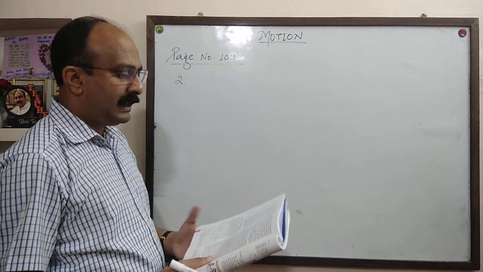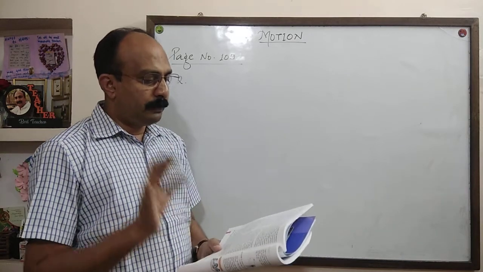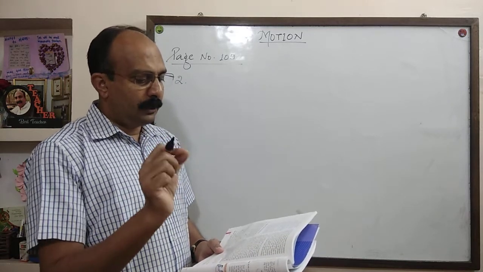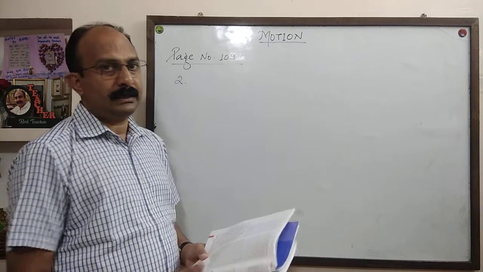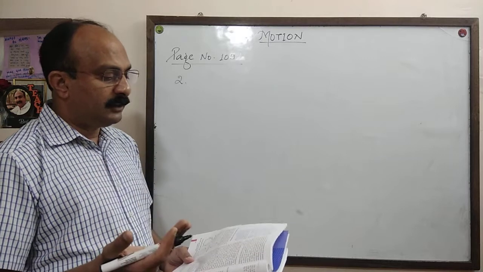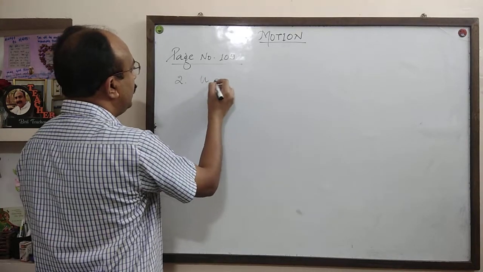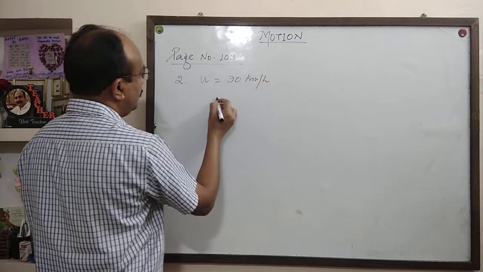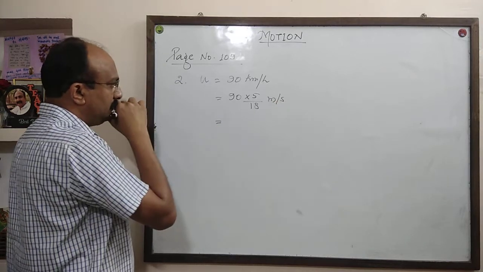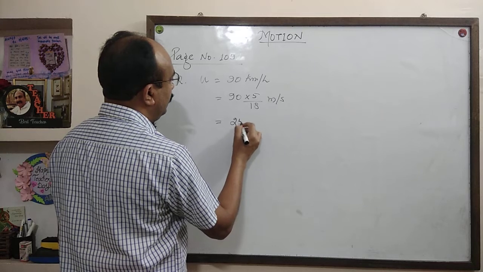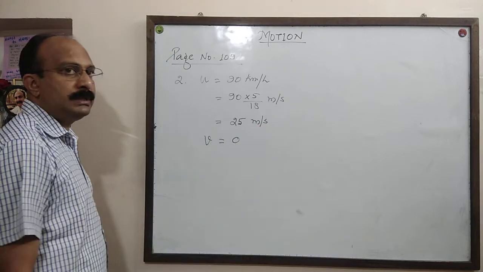Now question number 2. A train is travelling at a speed of 90 km per hour. Brakes are applied so as to produce a uniform acceleration of minus 0.5 meter per second square. Find how far the train will go before it is brought to rest. What does it mean? A train is travelling at a speed of 90 km per hour. After applying the brake, it is coming to rest. So U is equal to 90 km per hour is equal to 90 into 5 upon 18 meter per second is equal to 5 into 5, 25 meter per second. It is coming to rest. So V is equal to 0.